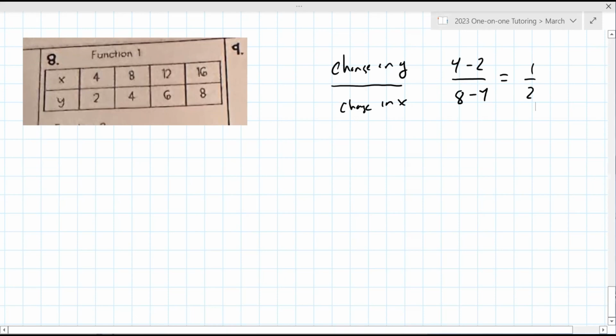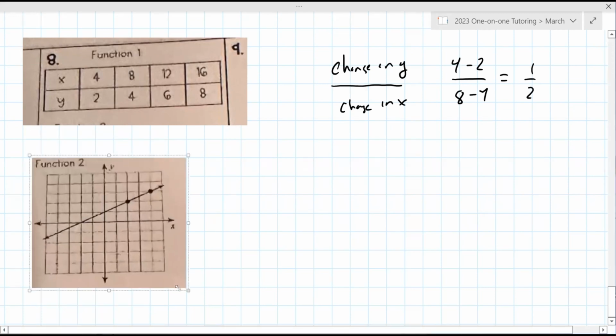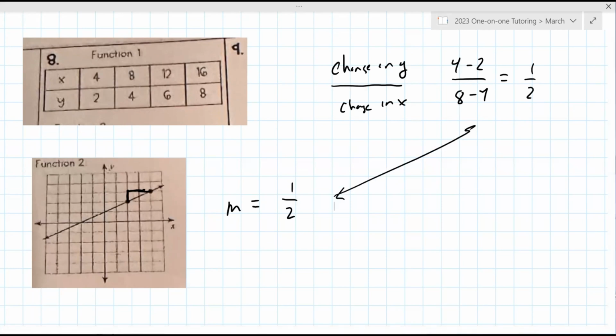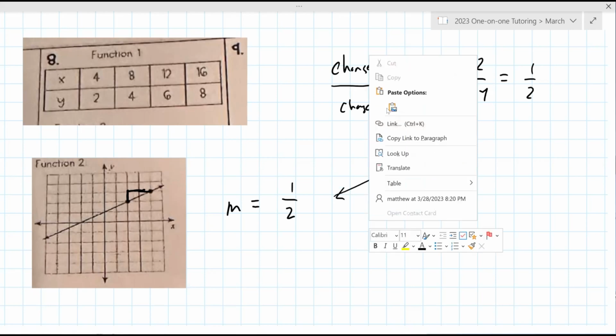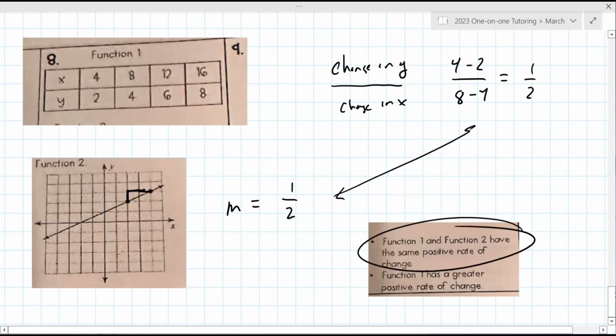So is this positive or negative? Positive. Yeah. Now for the graph, there's no scaling on it, which doesn't really matter, but you'd get marked off if you don't do that. What's the rise over the run here? How much up, how much to the right? Up 1, right 2. Yes. So notice these are the same. So I think that is the answer they're looking for, which is that they have the same rate of change. All right, number 9.